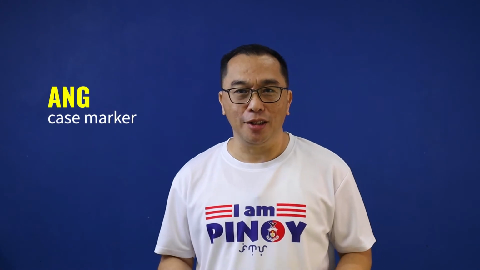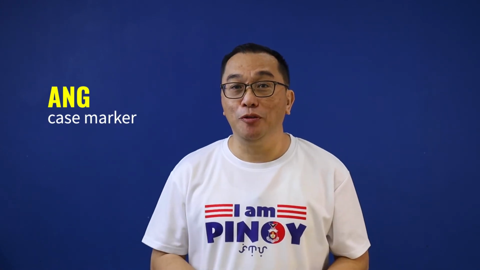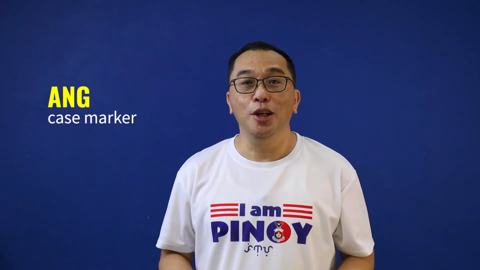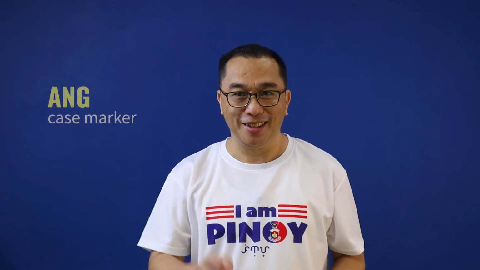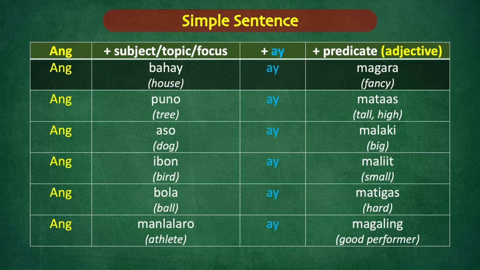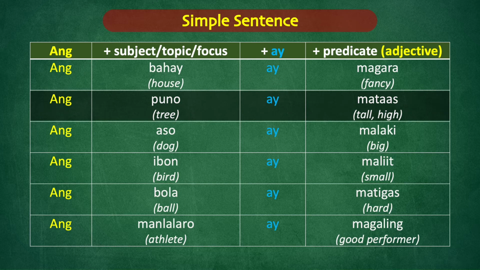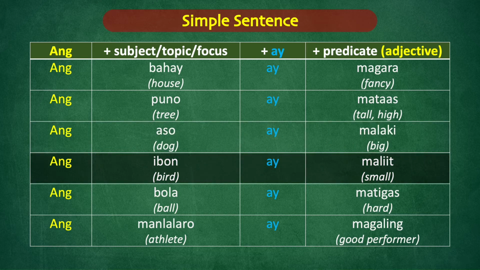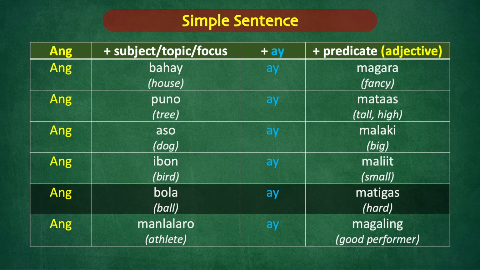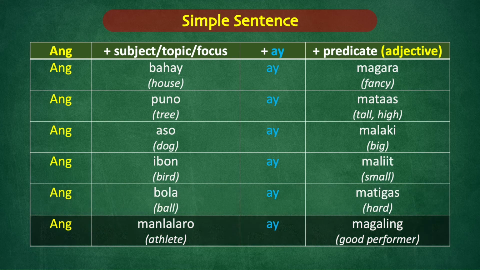Now, let's try using the ang case marker this time. Again, I won't be providing the translation and I am sure you can already tell what these sentences are saying. Let's try. Ang bahay ay magara. Ang puno ay mataas. Ang aso ay malaki. Ang ibon ay maliit. Ang bola ay matigas. Ang manlalaro ay magaling.